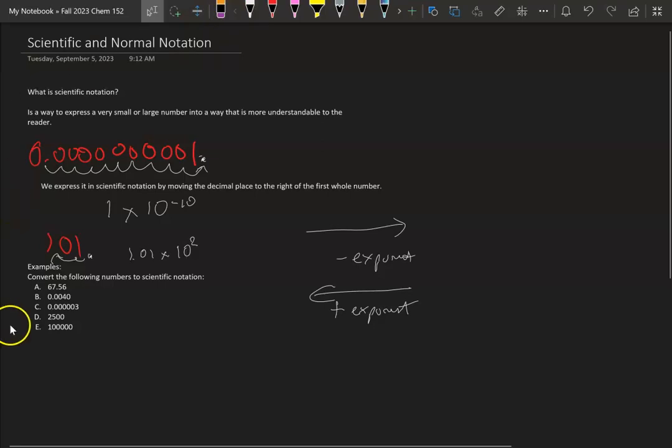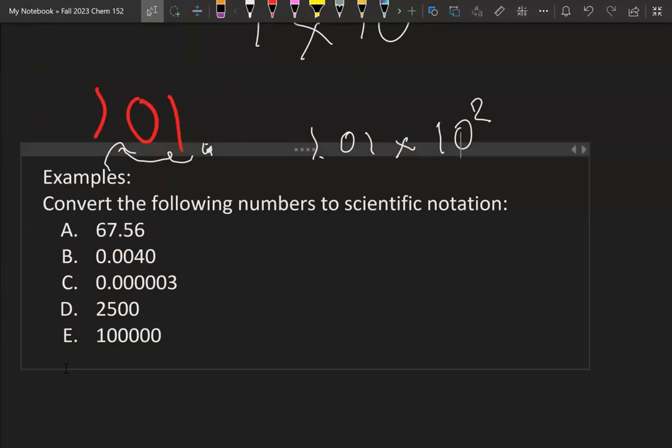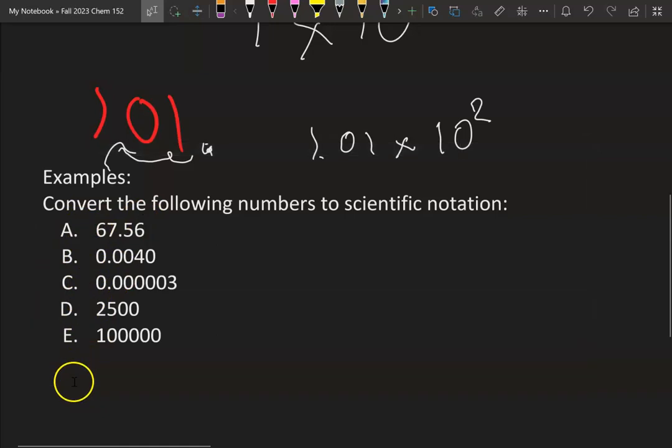Now, I've got a few examples we're going to work here just so we can get some practice with this. I'm not going to go back to normal notation because it's not necessary. It's just going backwards from what you do to go to scientific notation. So we're going to take this 67. We're going to work these 5 examples here, and so you'll see how we're going to move the decimal place. So hopefully this will clear the issues you might have with it.